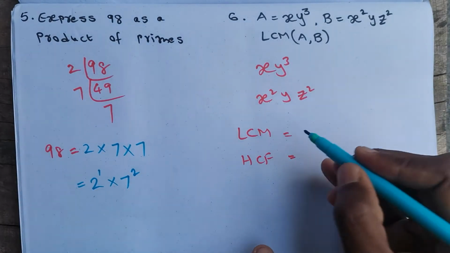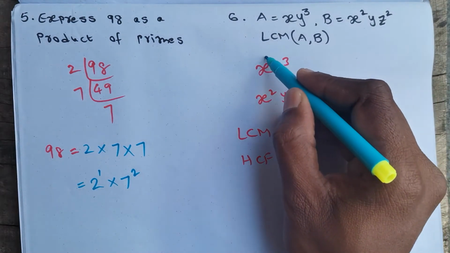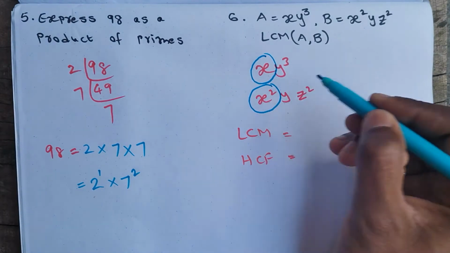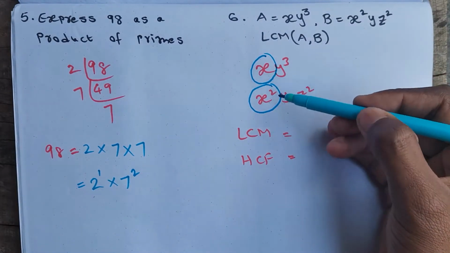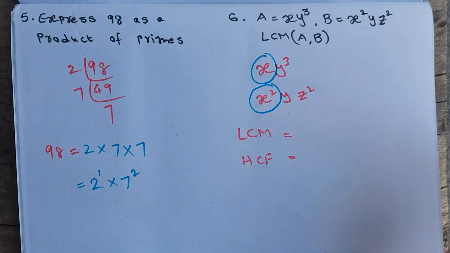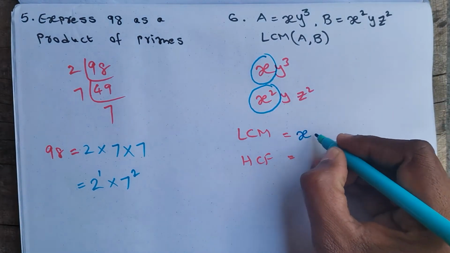So when we are going to find the LCM, first check the alphabets or numbers which are common. Here x is there, here x is there. Now which is having the biggest power, take that one. Here x power 1, here x power 2. So the biggest is x power 2.